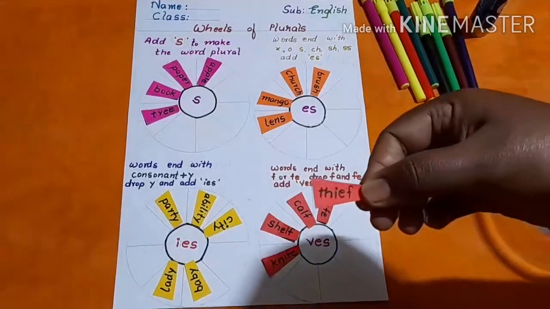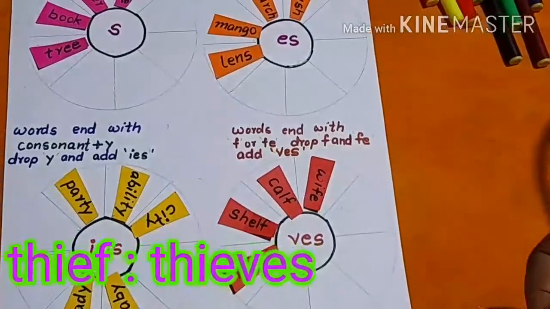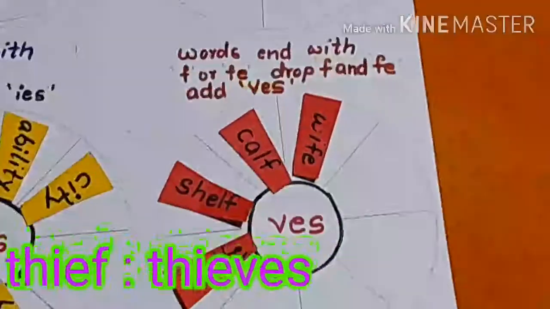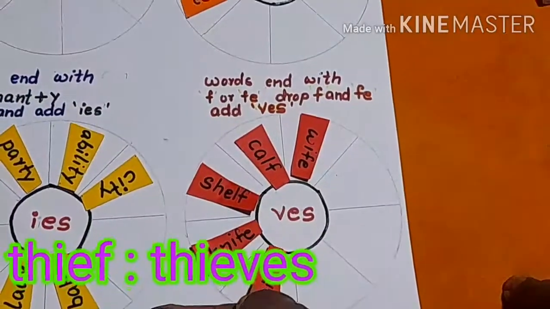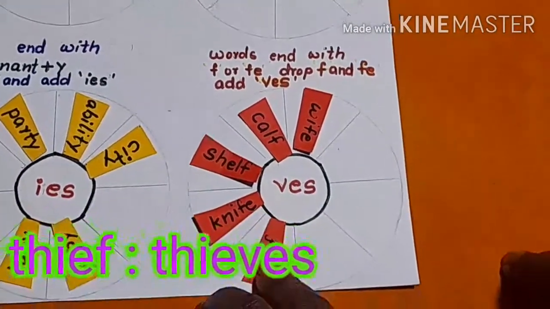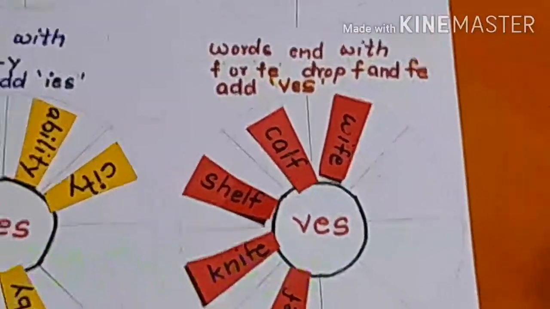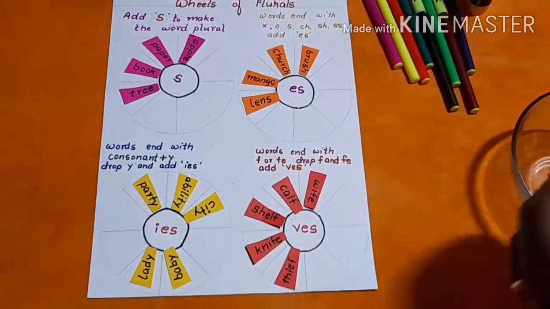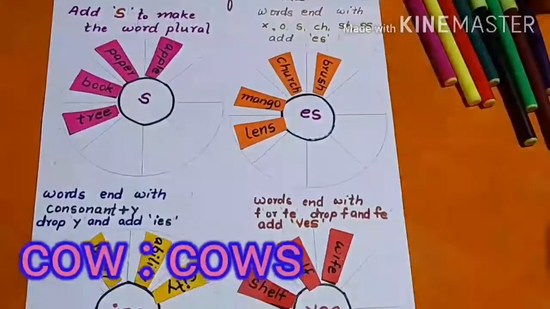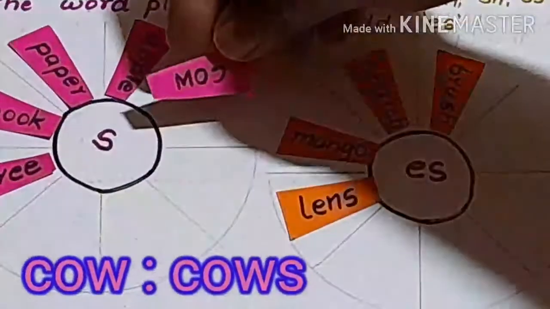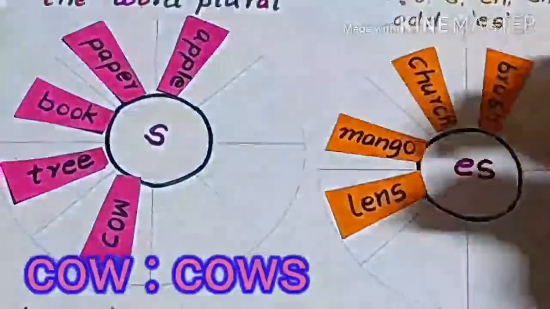Next word we got is thief. So it ends with F. So we should keep it in the last wheel, because we have to remove F or FE and we have to add VES, it will become thieves. So plural of thief is thieves. Next word I got is cow. So plural of cow is cows. So it will go to the first wheel. So we will keep here cow, cows.